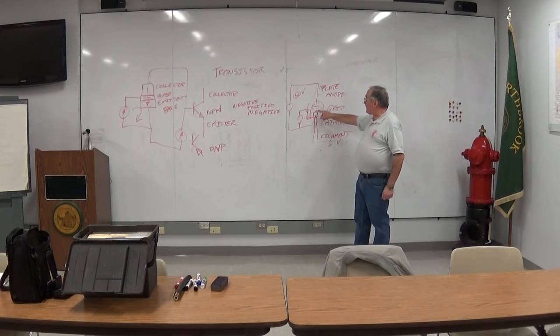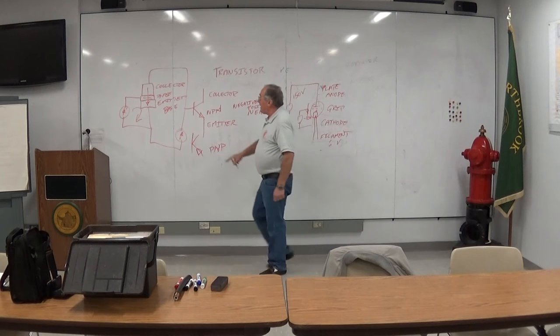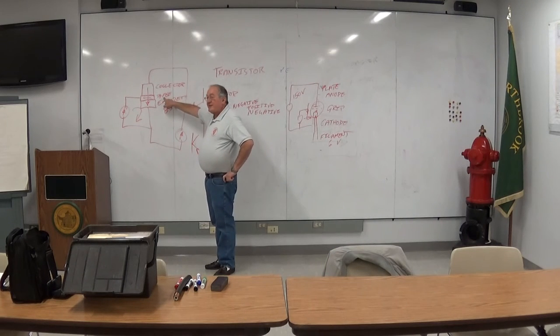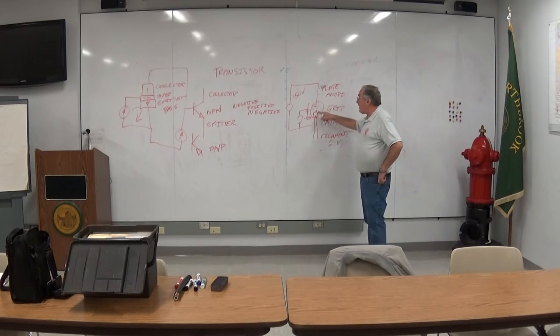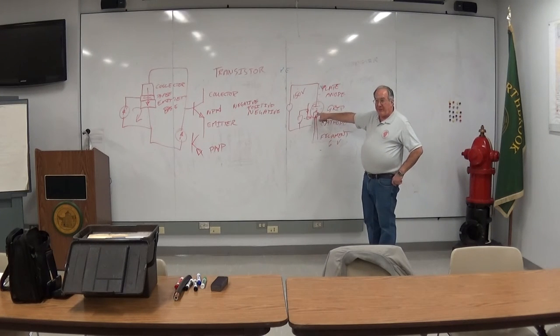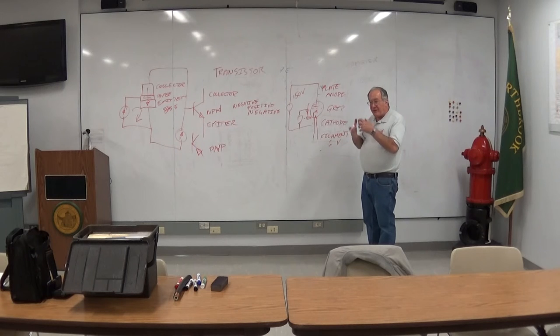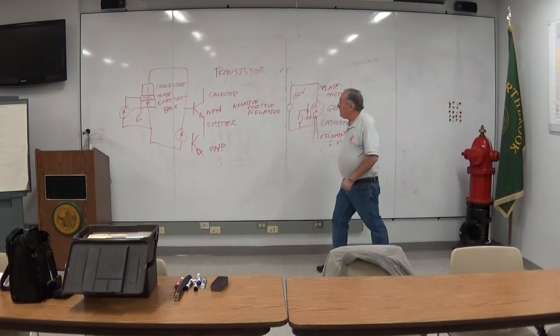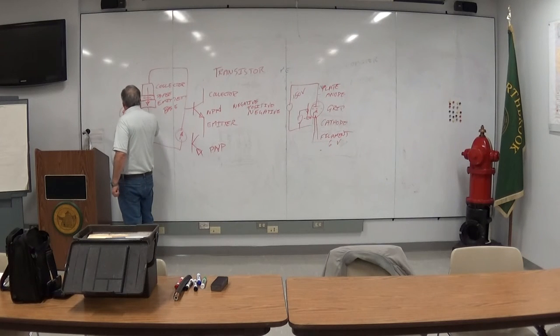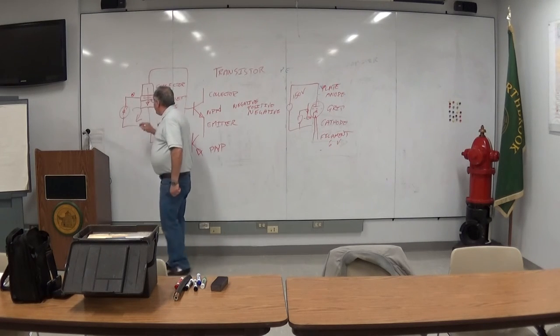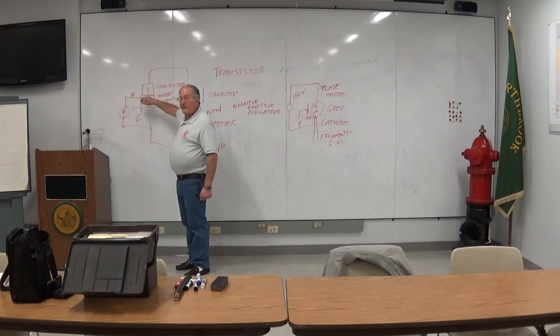And the thing in between, the grid here, is going to have the same kind of effect as the base has here. It's just they do it differently. This one does it by regulating the space charge in a vacuum. It literally puts up a potential that controls how the electrons flow. This one does it by injecting minority carriers, electrons in this case, into the base, which causes an avalanche effect.